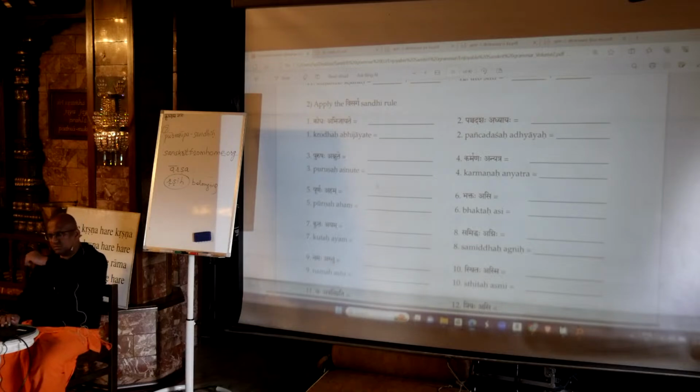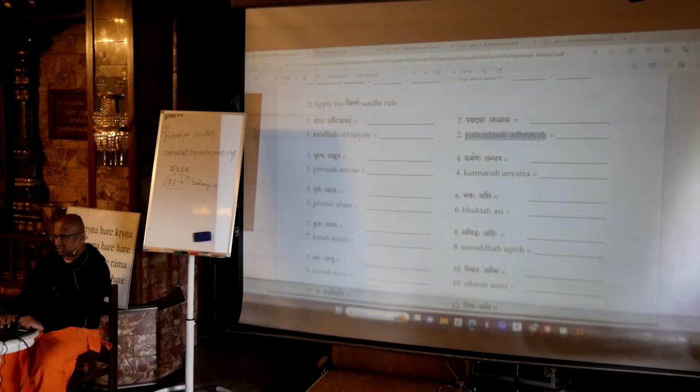Purushaha plus ashnute: Purushoshnute. This is also Bhagavad Gita. Panchadashaha plus adhyayaha: Panchadashodhyayaha. Like that we say, right? Iti Srimad Bhagavad Gita Upanishatsu Brahma Vidyayam Yoga Shastre Shri Krishna Arjuna Samvade Purushottama Yogo Nama Panchadashodhyayaha. Like that. And Purusha plus Ashnute, Purushoshnute.